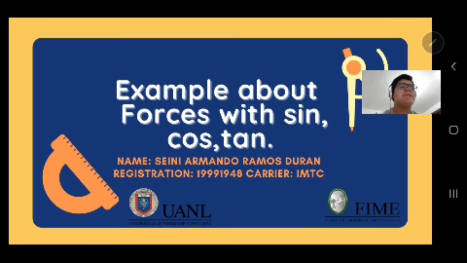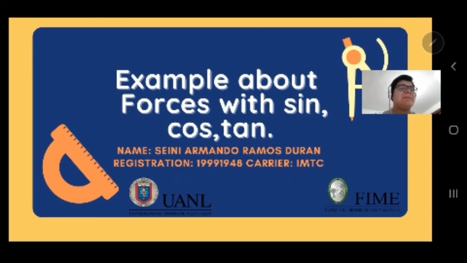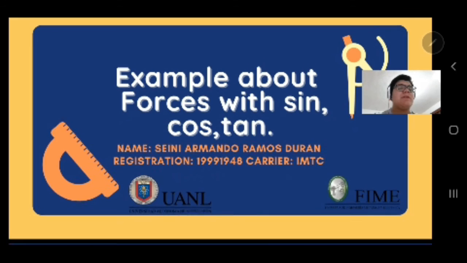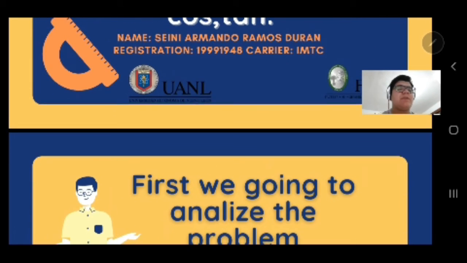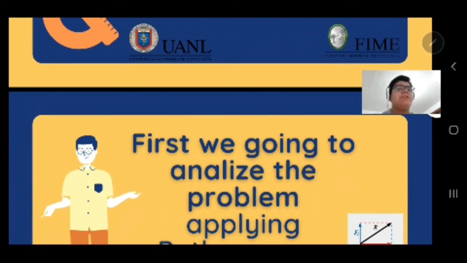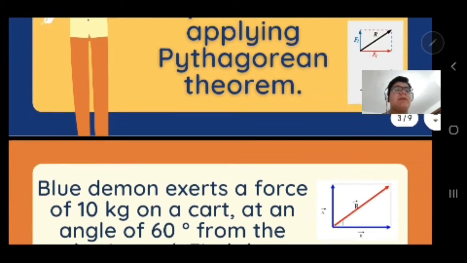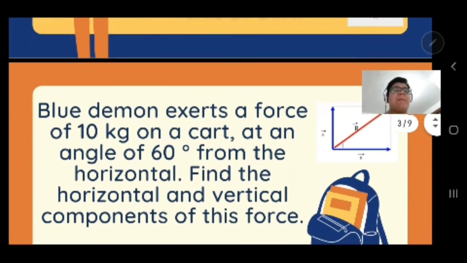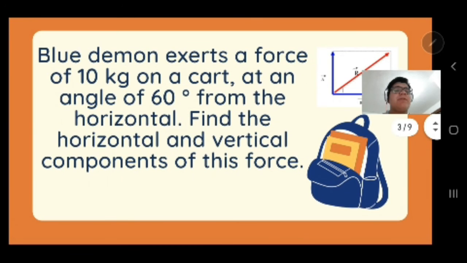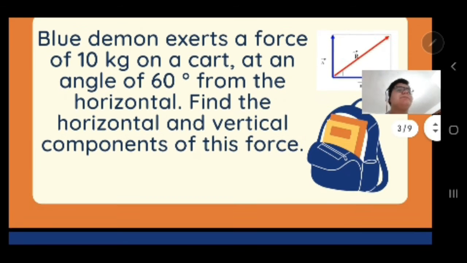Hi everyone, my name is Seini Armando Ramos Durán, and today I'm going to explain some examples applying Pythagorean theorems. First, we're going to analyze the problem applying a Pythagorean theorem. Okay, so the problem is, Blue Demon exerts a force of 10 kilograms on a cart at an angle of 60 degrees from the horizontal. Find the horizontal and vertical components of this force.